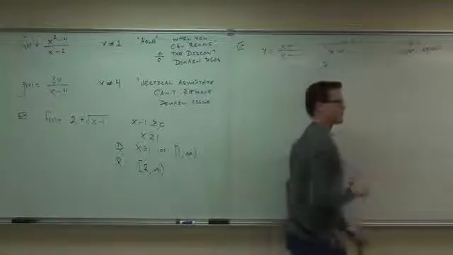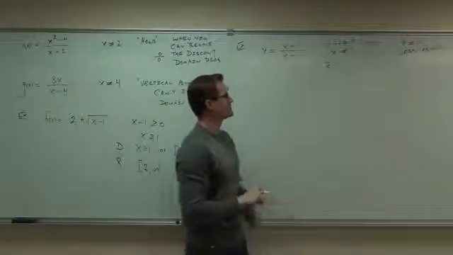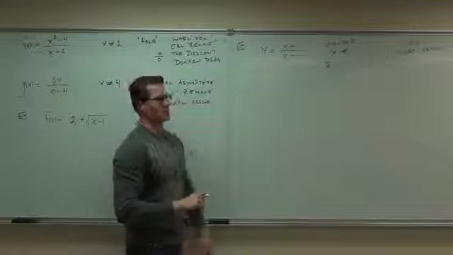Yeah, you can't really abbreviate asymptote more than that. You don't want to say "vert ass." So vert asymptote. That'd be just weird.